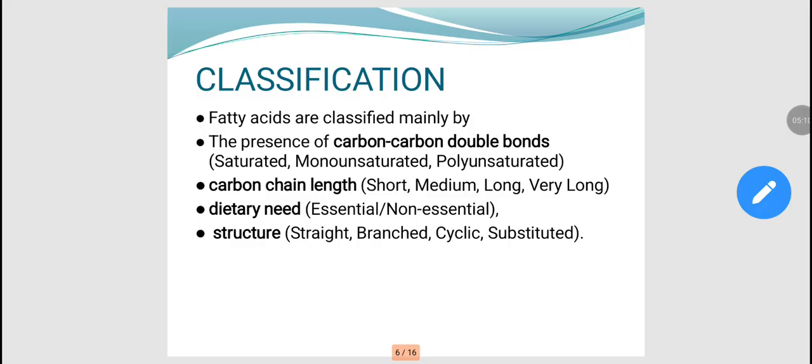On the basis of carbon chain length: short, medium, long, and very long fatty acids. Dietary need: it is of two types, essential fatty acids and non-essential fatty acids. Structure: on the basis of structure, it is straight chain, branched, cyclic, substituted. So the classification is based on four methods: carbon-carbon double bonds, carbon chain length, dietary need, and structure.